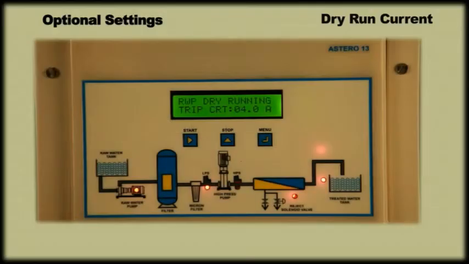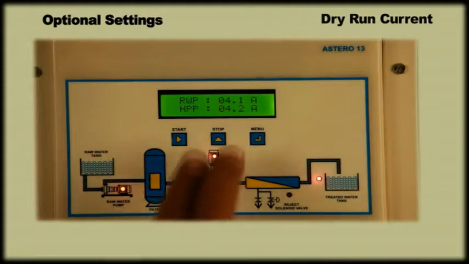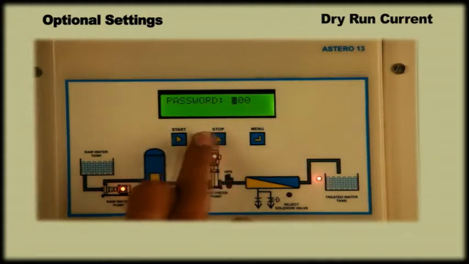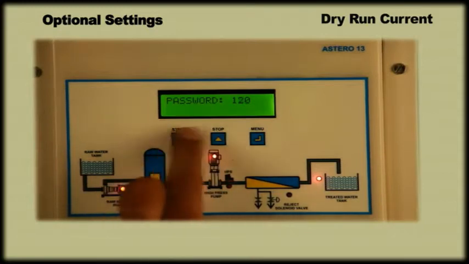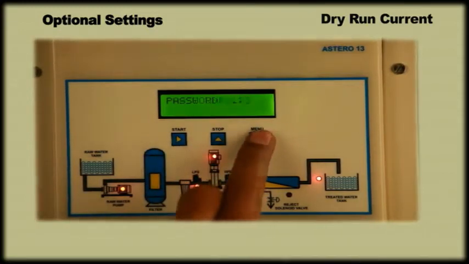Dry run current settings. If the pump is running without any water, it is termed as motor dry running. That is, the current drawn by the motor is less than the normal running current. The controller avoids the dry running of the motor by tripping the respective pumps. To set the dry run operation, enter password 123 and press Menu twice. The display will show dry run operation.